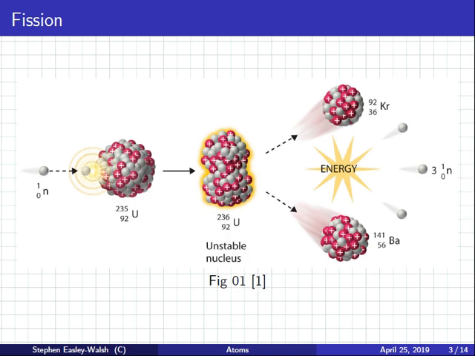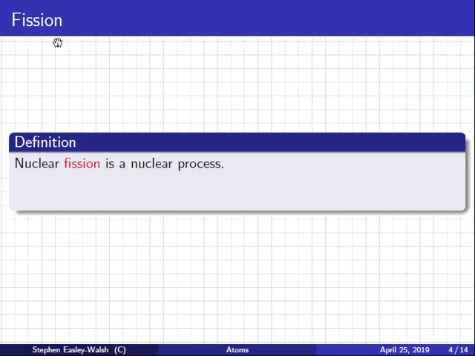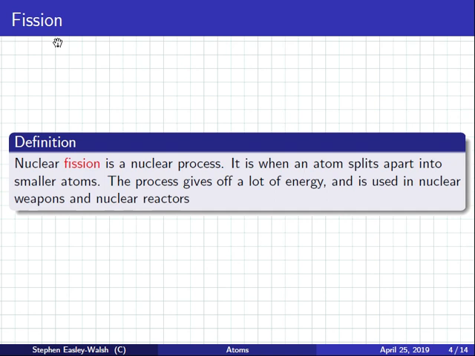So, fission, if you were to put it in words: nuclear fission is a nuclear process. It's when an atom splits apart into smaller atoms. The process gives off a lot of energy and is used in nuclear weapons and nuclear reactors. So the key sentence is: when an atom splits apart into smaller atoms, this gives off a lot of energy. That's the key idea. Now you can write it down.